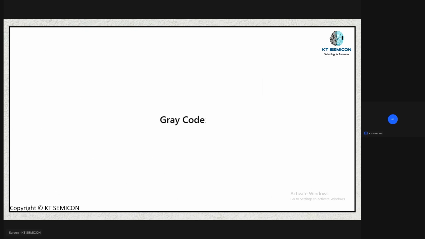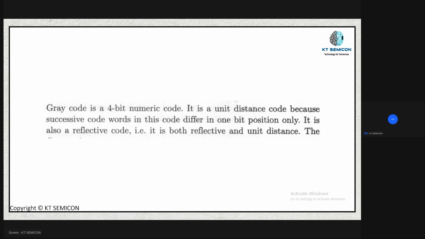Now let us try to understand what is meant by gray code. Gray code is a 4-bit numeric code, and it is a unit distance code because successive code words in this code differ by only 1-bit position. It is also known as a reflective code, that is, it is both reflective and unit distance.